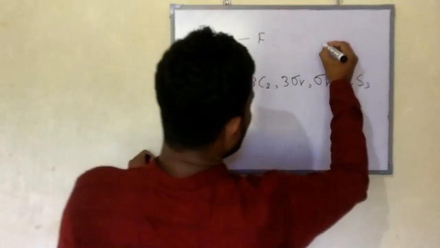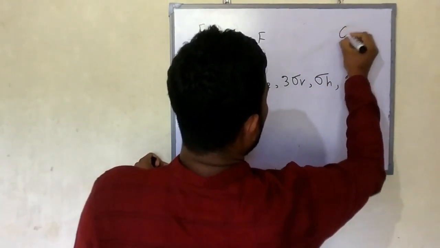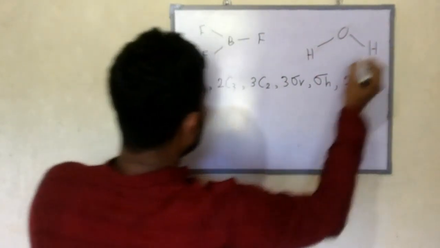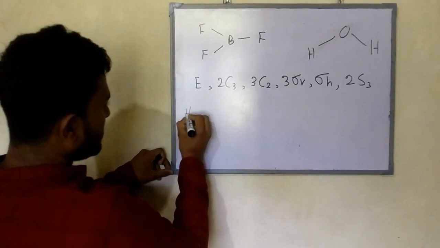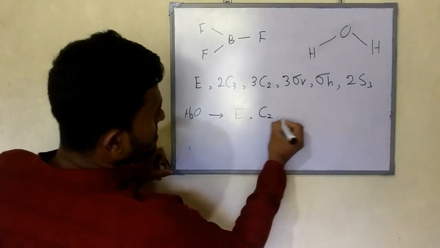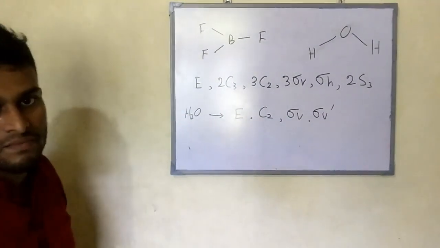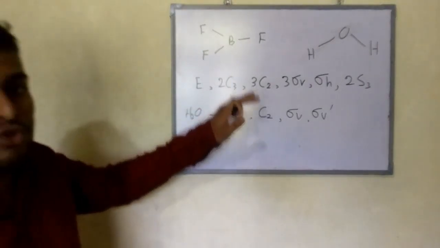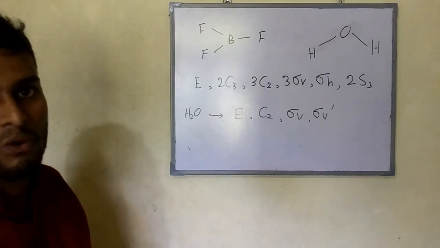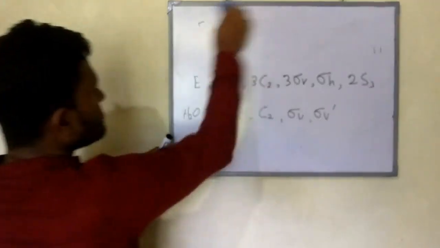On the other hand, if you take the water molecule, the symmetry elements will be E, C2, sigma V and sigma V dash. From these symmetry elements, you need to determine what is the point group or what is the Schoenflies symbol. So how to determine that?